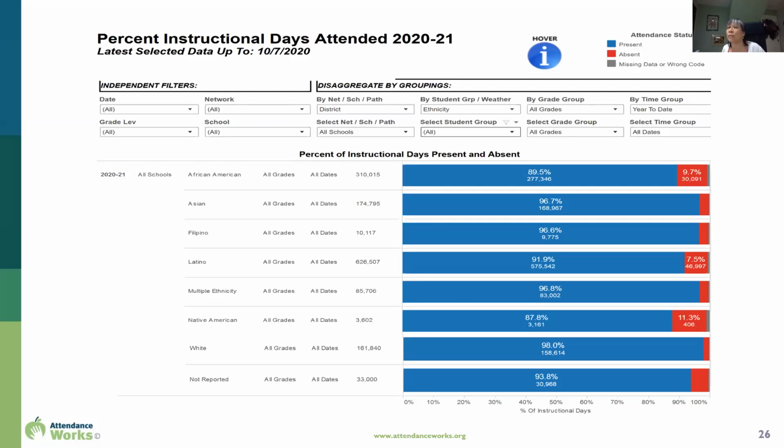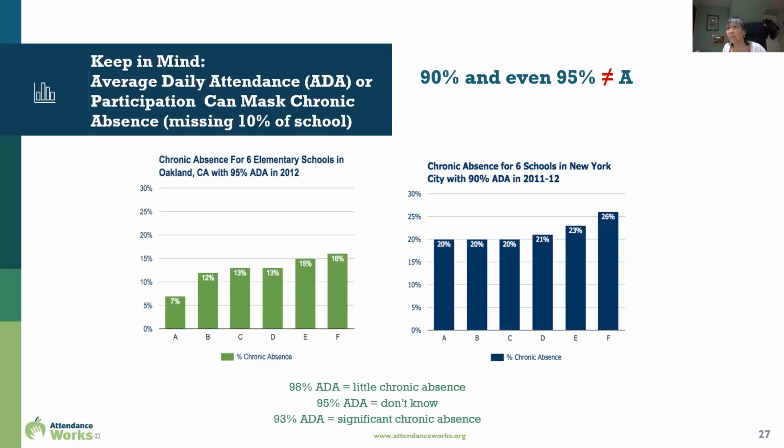That means that some of those positive conditions of learning may be less in place, or that their connectivity is just not present. So disaggregating is key to knowing who might need more support. Next slide. The other thing I just want you to notice is that average daily participation or average daily attendance can still miss high levels of chronic absence.